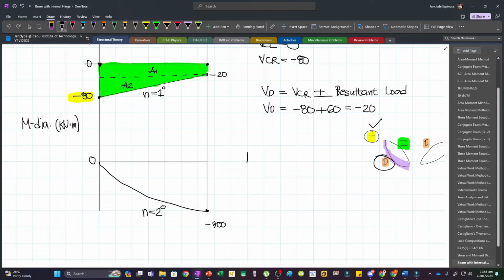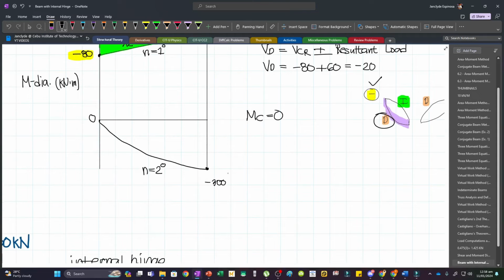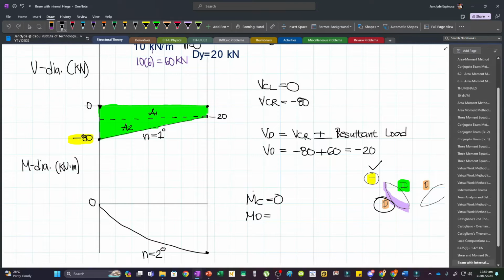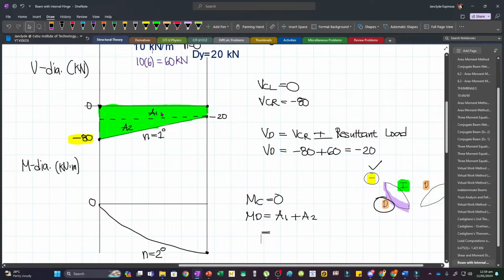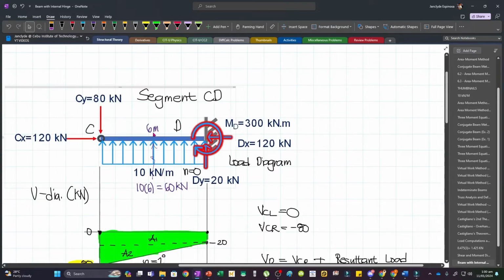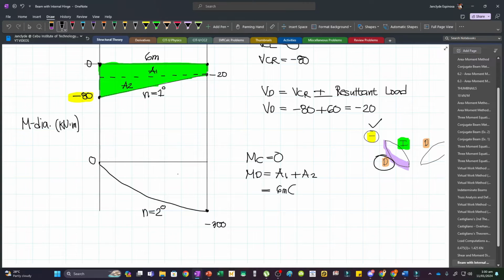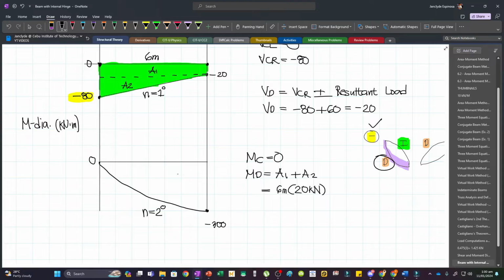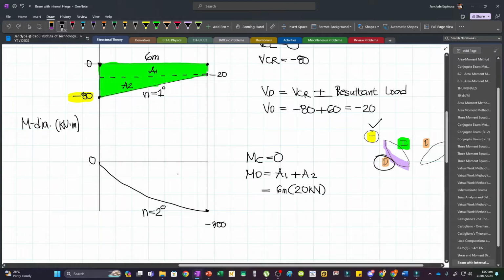Again, our moment at point C is equal to 0. Because this is our left end. And then our moment at D will be the area of the shear diagram from point C up to point D. And so that will actually be A1 plus A2, or this whole area. Now our A1 will be the area of this rectangle. And so that will be, this is 6 meters, and then multiplied by the height, which is 20. So this is 20 kN. And then we'll add the area of this triangle. So that will be 1/2 times the base, which is 6 meters, and then multiplied by the height.